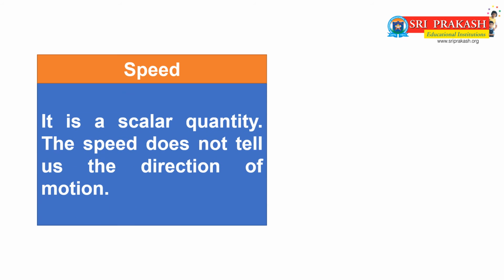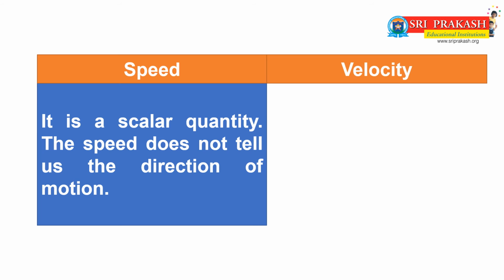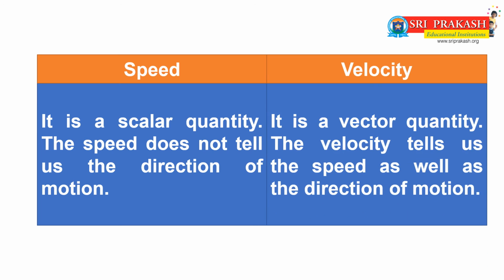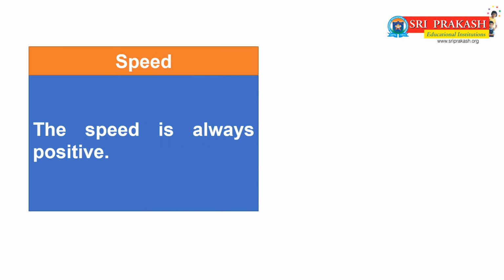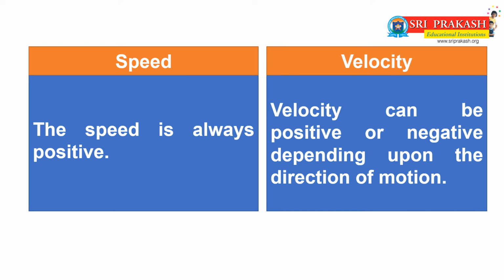Speed. It is a scalar quantity. The speed does not tell us the direction of motion. Velocity. It is a vector quantity. The velocity tells us the speed as well as the direction of motion. Speed. The speed is always positive. Velocity. Velocity can be positive or negative depending upon the direction of motion.